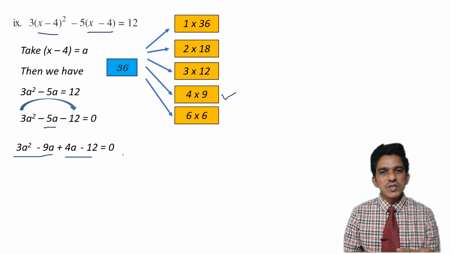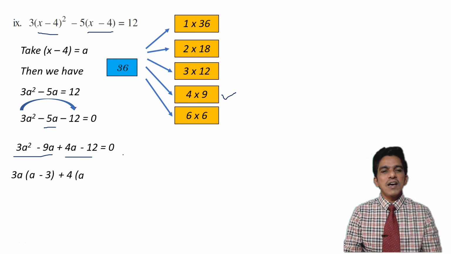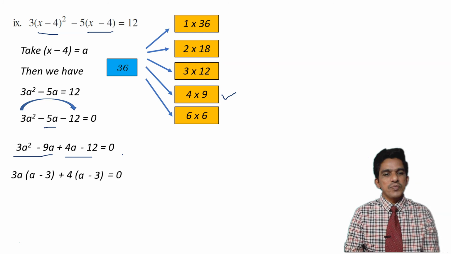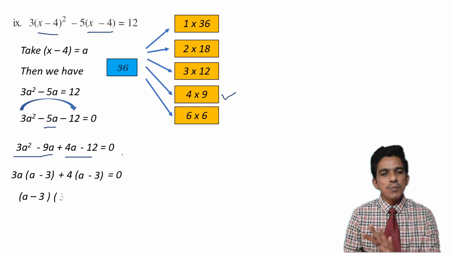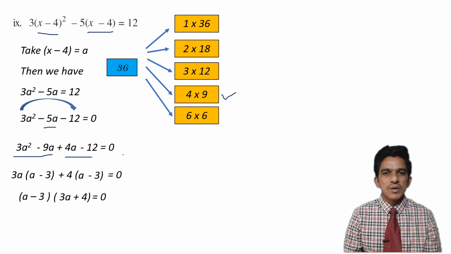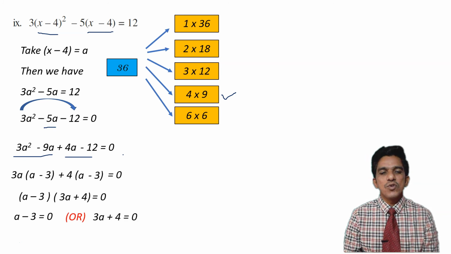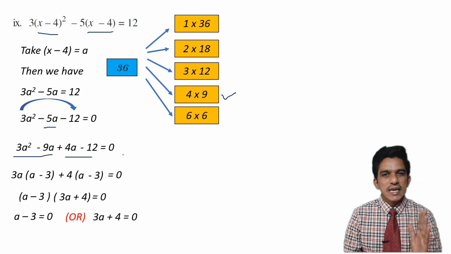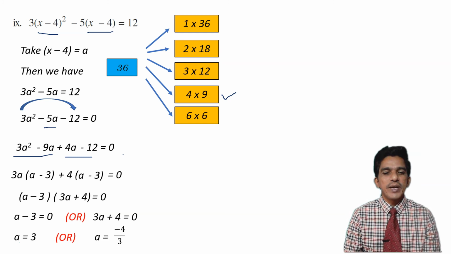From 3a square minus 9a I can take out 3a. Then you will have a minus 3. Similarly, from this 4a minus 12 I can take out 4. Then in the bracket you will have a minus 3 is equal to 0. So the common factor is a minus 3 and the remaining factor is 3a plus 4 is equal to 0. From this I can write a minus 3 is equal to 0 or 3a plus 4 is equal to 0. That is a is equal to 3 or a is equal to minus 4 by 3.